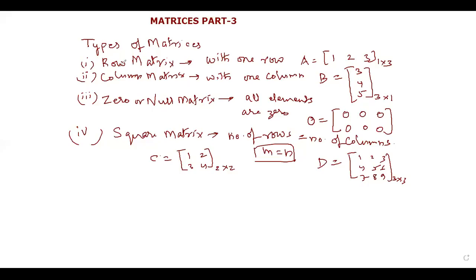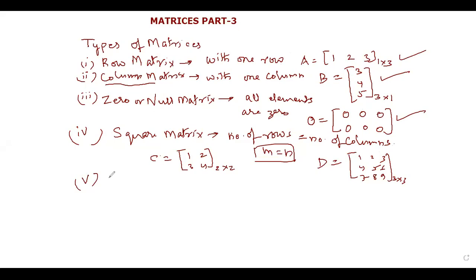Okay. So here we have the types of matrices. Row matrix, a matrix which has one row. This is one row matrix. A column matrix is a matrix which has only one column. It can have any rows. Zero matrix is a matrix which is having all the elements as zero. And a square matrix, the number of rows should be equal to the number of columns.